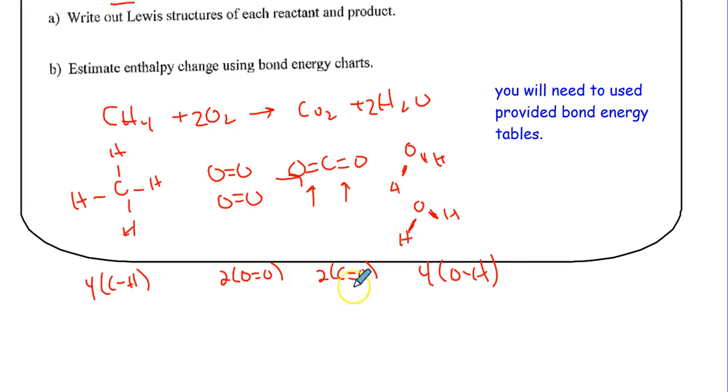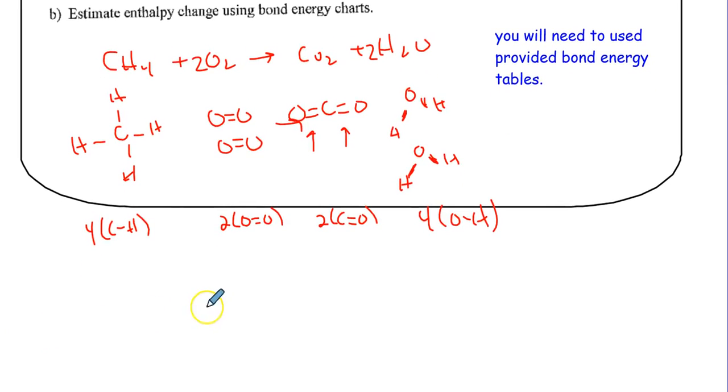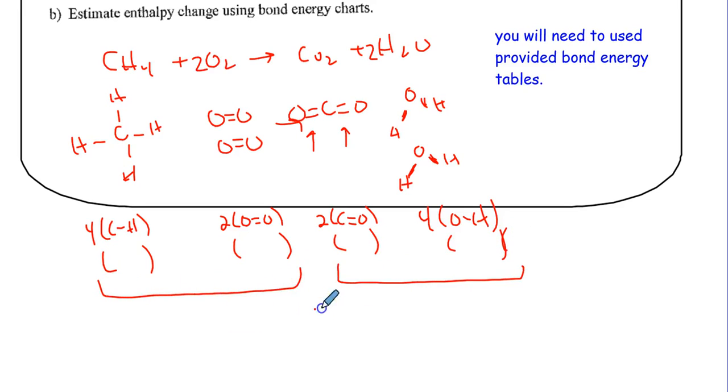OH bonds. Alright, so now I'm not going to go through the whole work on this thing because you can do it on your own. The rest of it is just coasting out. Assign a value for each one of these. You'll need a table for that where that information is provided. And then you add them all up. And you do the broken minus formed.